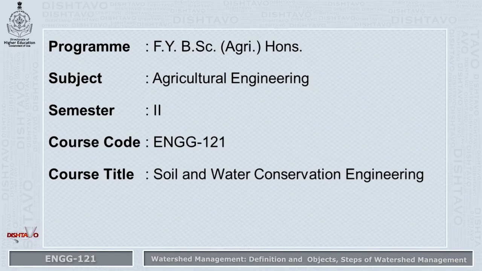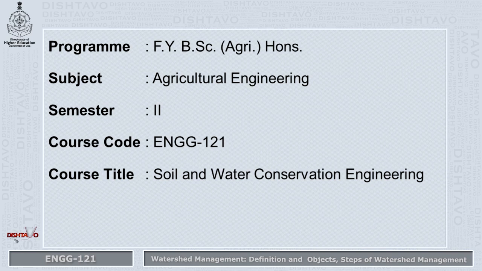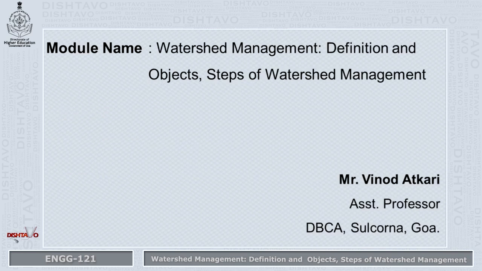Welcome all the students. Now we'll discuss the 19th module for the program first year BSc Agriculture Honors, for the subject Agricultural Engineering of second semester, course code Engineering 121, and the title of the course is Soil and Water Conservation Engineering. The name of the module is Watershed Management, Definition and Objectives, Steps of Watershed Management. I am Mr. Vinod Atkari, Assistant Professor, Don Bosco College of Agriculture, Sulkurna, Goa.